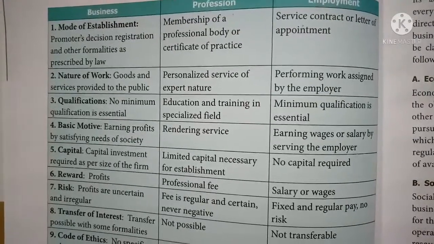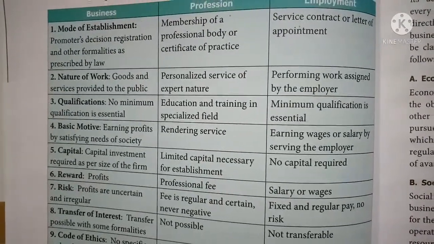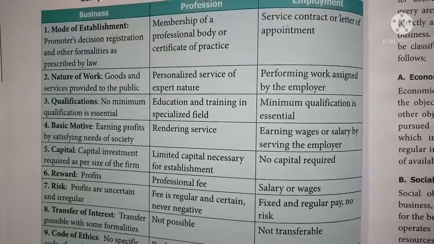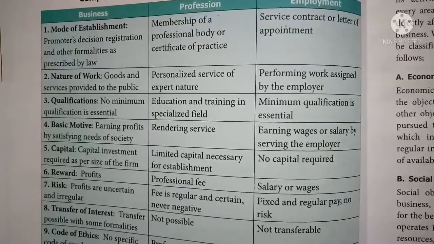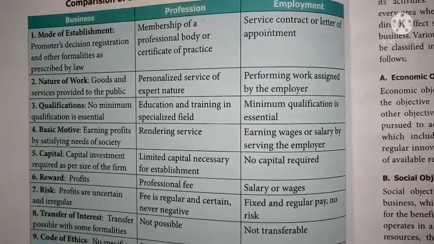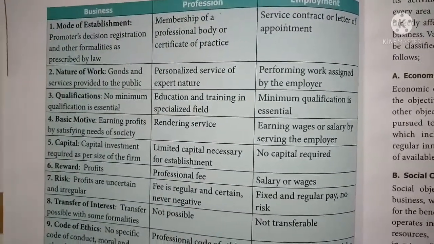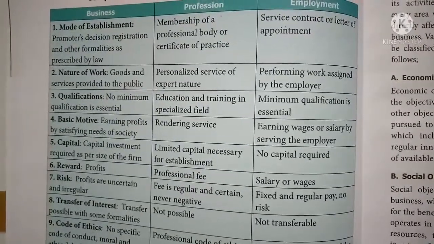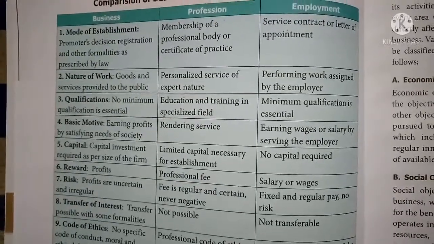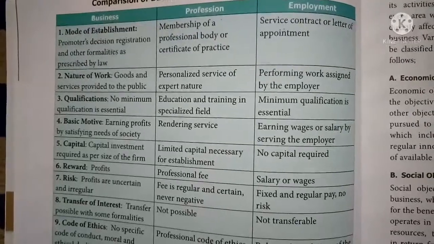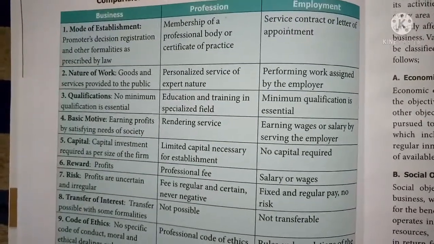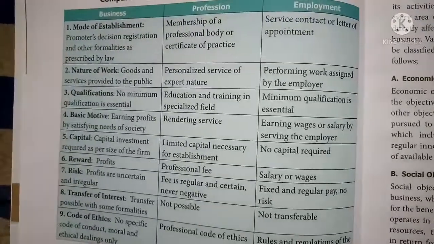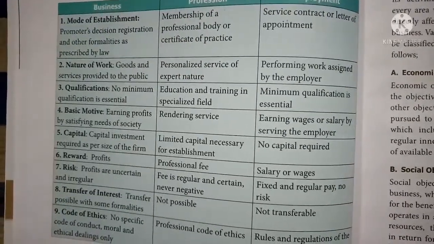Qualification. From the business point of view, no minimum qualification is essential, because everyone who is capable of doing business and has capital can start it. So educational qualification is not essential for running the business. Talent to run the business is enough, and sufficient capital. Profession, educational and training in a specialized field. In the case of a profession, the qualification is a must, because it is a professional business. So those who start a professional business must have professional qualification and also proper training in their field. Employment, minimum qualification is essential for the respective job. So for whatever job is created in the business, any person appointed to that job needs the relevant qualification.